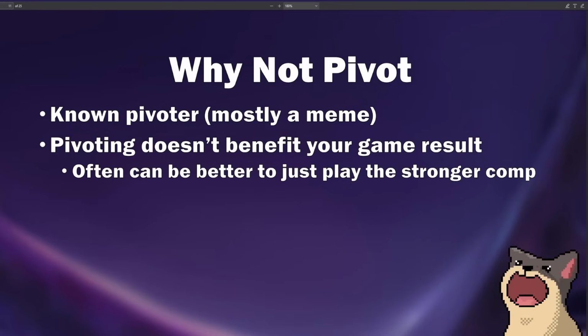So you shouldn't just pivot for the sake of being uncontested and thinking that you're going to cap higher. Often it's better to just play a stronger comp and to contest the stronger comp. You don't want to pivot and contest a weaker comp. You don't want to pivot and play a weaker comp and then go bot 4 anyways.